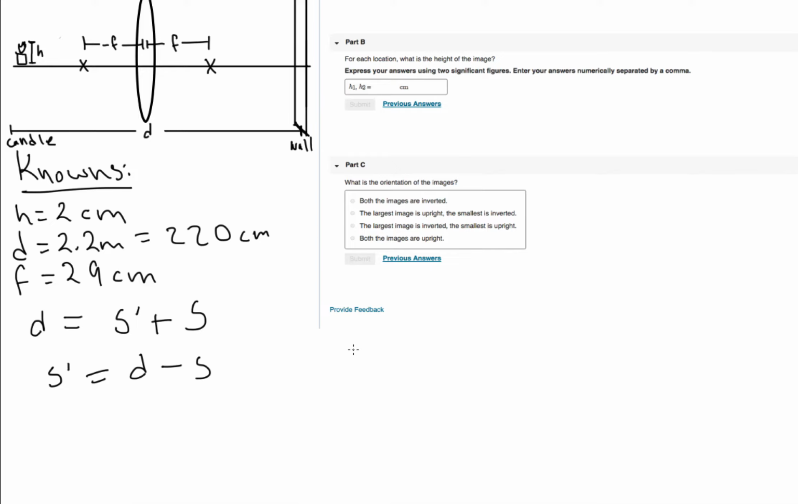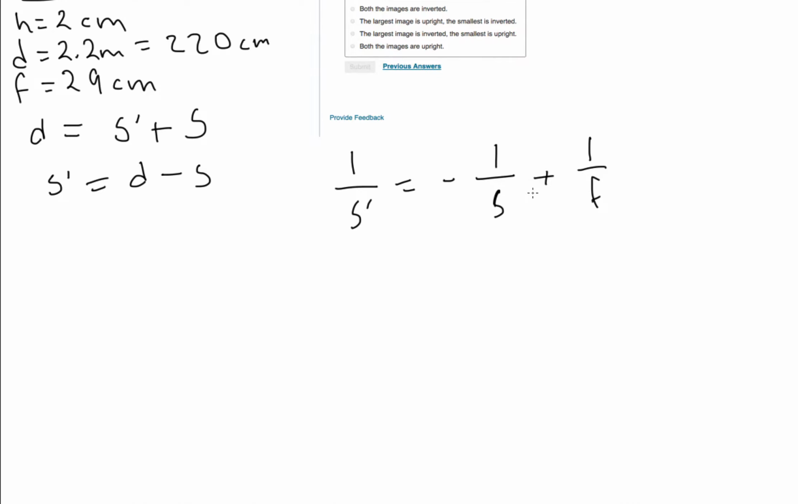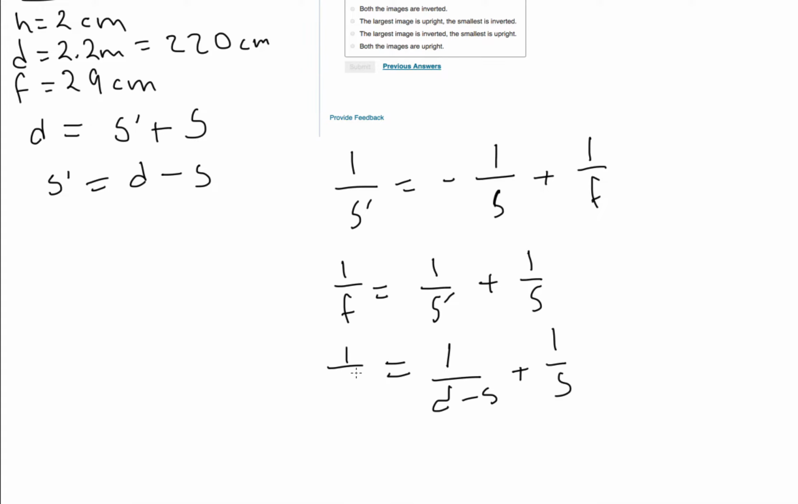We can use the equation for the image distance. 1 over s prime is equal to negative 1 over s plus 1 over f. Since we know the focal length but not the image distance or the object distance, we can put that on one side. We get 1 over s prime plus 1 over s. We substitute for s prime d minus s. We get 1 over d minus s plus 1 over s is equal to 1 over f.